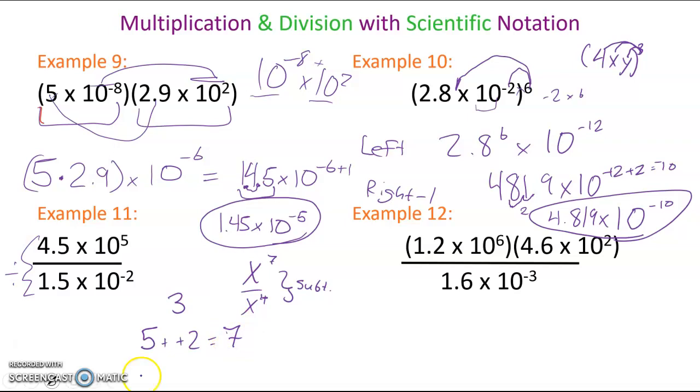So my final number, the number out front, 4.5 divided by 1.5, was 3. And then when I divided my exponents, I just did 5 minus 2, still with that 10 out there. 5 minus 2 got me 7, all right? That 3 is still in between 1 and 10, so that's a good number. That can stop right there, all right?